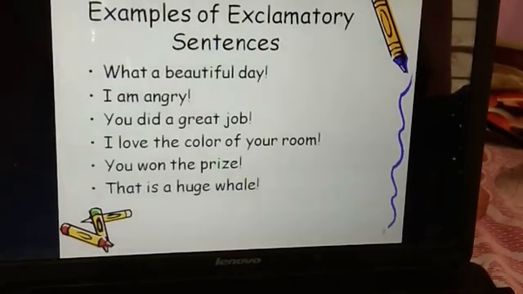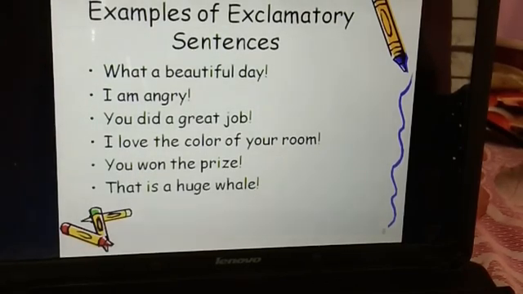The examples of exclamatory sentences are: what a beautiful day! So how do we say this particular sentence? What a beautiful day! I am angry! You did a great job! I love the color of your room! You won the prize! That is a huge whale!